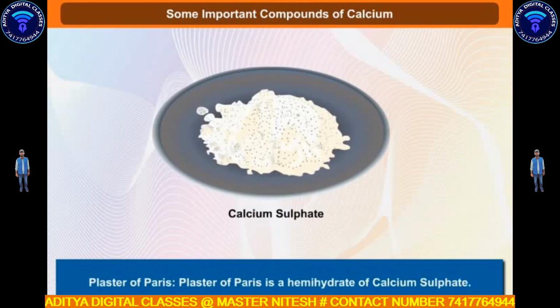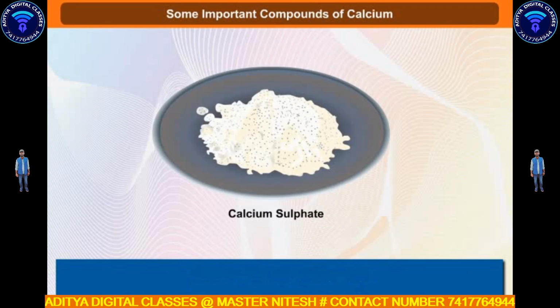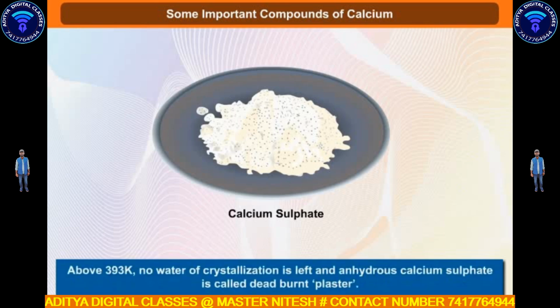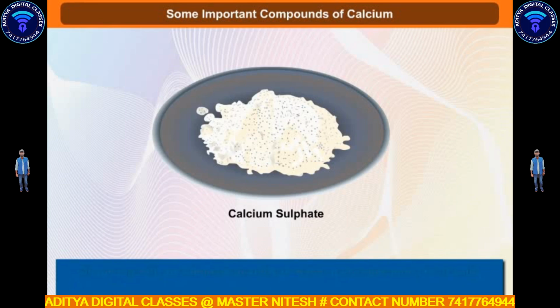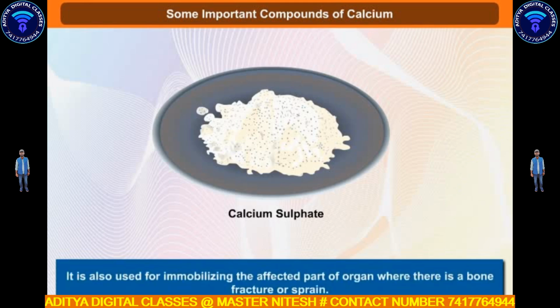Plaster of Paris is a hemihydrate of calcium sulfate. It is obtained when gypsum is heated to 393 Kelvin. Above 393 Kelvin, no water of crystallization is left, and the anhydrous calcium sulfate is called dead burnt plaster. On mixing with an adequate quantity of water, it changes into a hard solid. It is used in the building industry as well as for plasters. It is also used for immobilizing the affected part of an organ where there is a bone fracture or sprain.